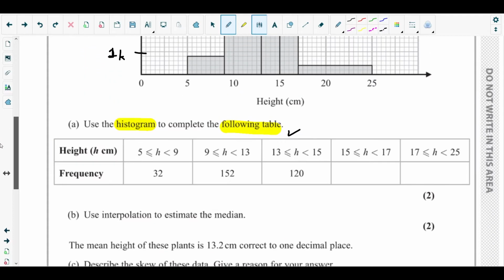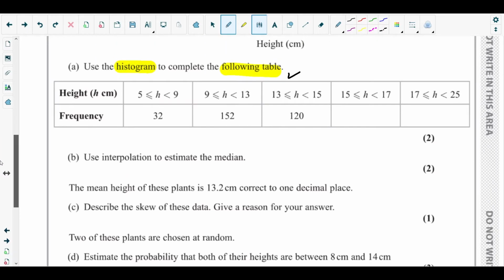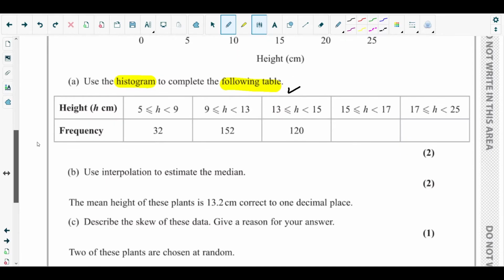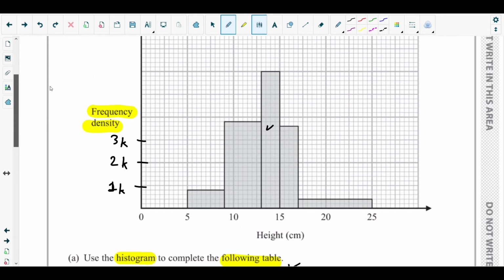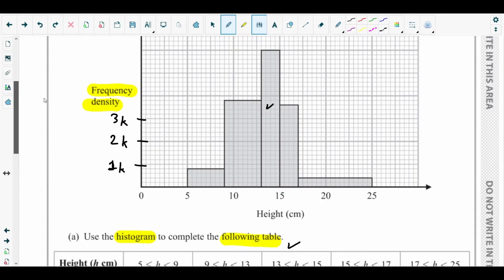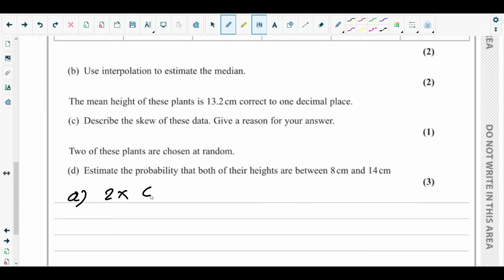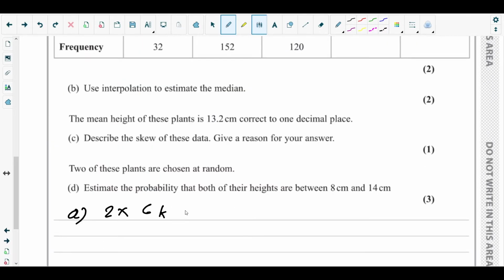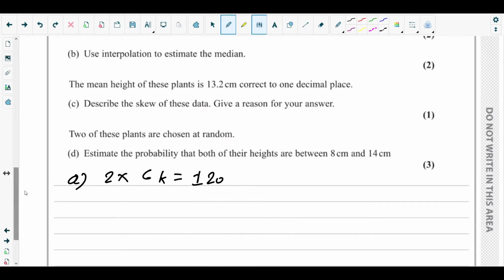Consider the area of this bar. The class width is 2, and along the y-axis the frequency density is 1, 2, 3, 4, 5, 6k. So 2 times 6k is equal to 120, because we know that the area of a bar is proportional to frequency.